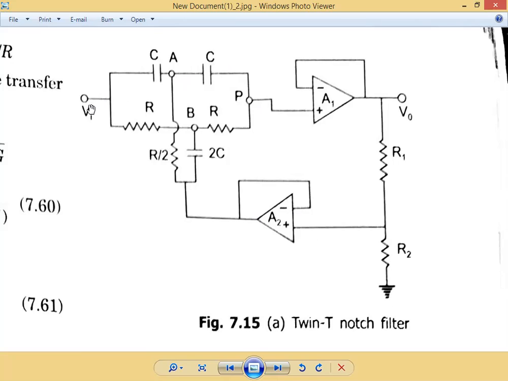So for this path we have obtained (Vi minus VA) into SC plus (V naught minus VA) into SC, and coming to this path, K into V naught. As we have discussed, the voltage of this node is equal to the voltage of this node. So at this node the voltage will be K into V naught, and in this part we are having resistance R by 2.